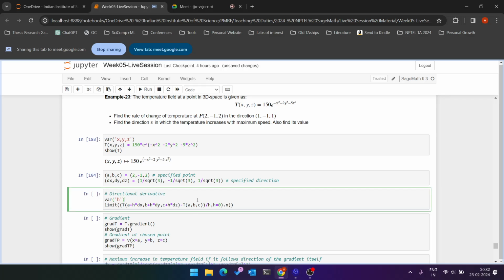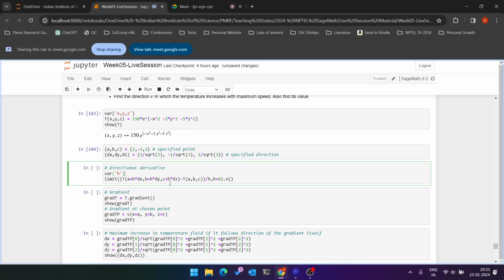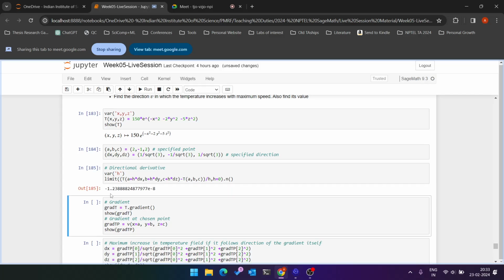To evaluate the directional derivative, we'll use the method that we just saw above. Take the temperature at a, b, c and the temperature at a point which is at a distance h from a, b, c along the specified direction, which has unit vector components dx, dy, dz. Divide the difference by h and take the limit as the distance h goes to 0. If we do this, my directional derivative comes out to be quite a small value.